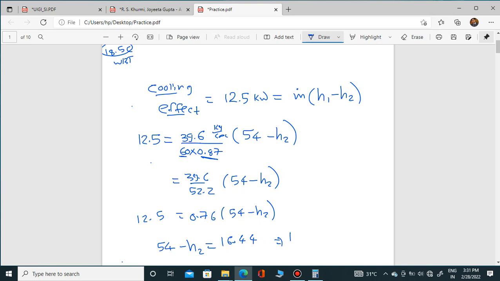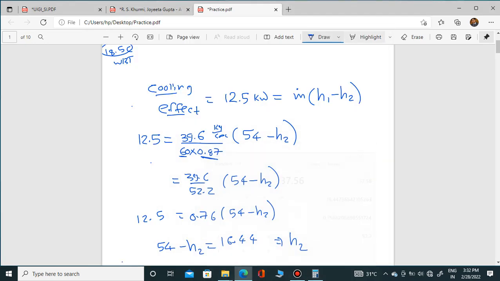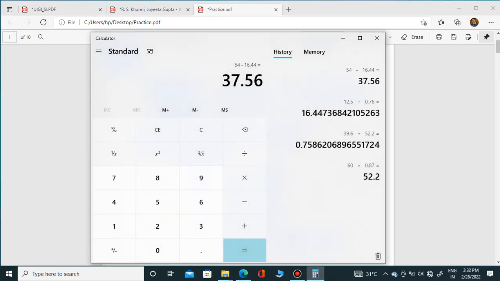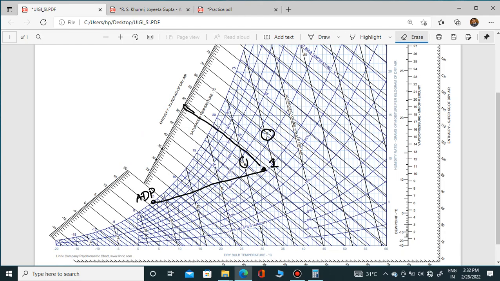So what will be H2? H2 is 54 minus 16.44, so your answer will be 37.56. So H2 will be 37.56. Let us draw that. Where is 37.56? Here 36, 37, so from here you will have to extend that. So this is your point number 2. This is point number 1, point number 2 and ADP. Clear?